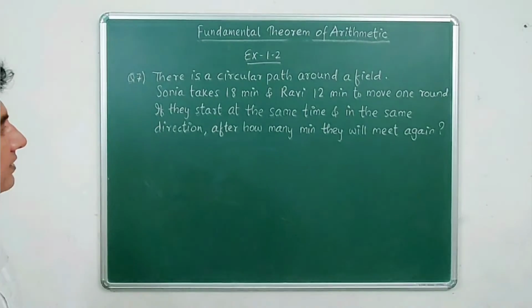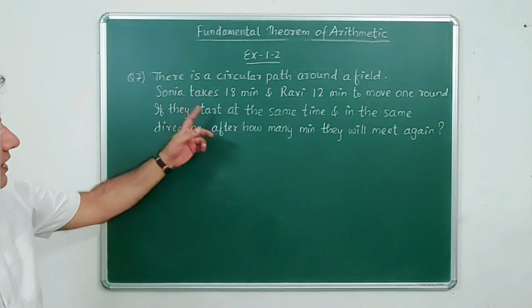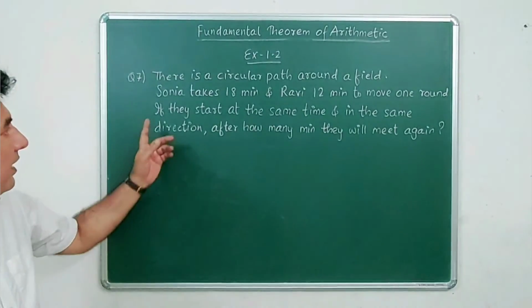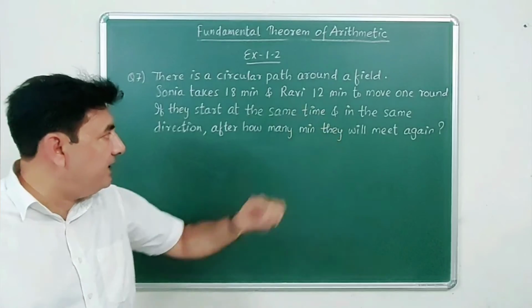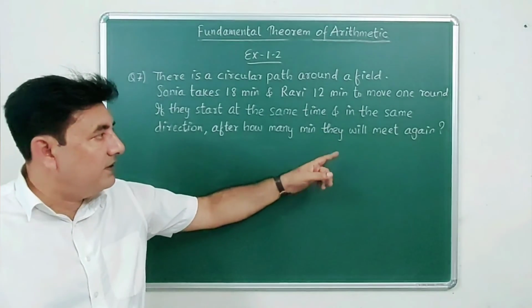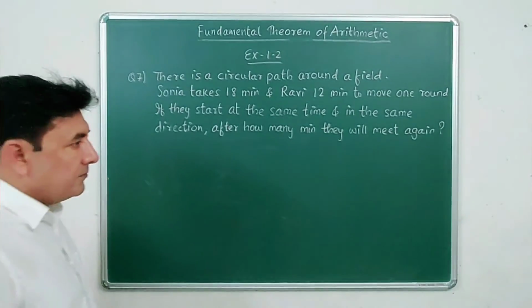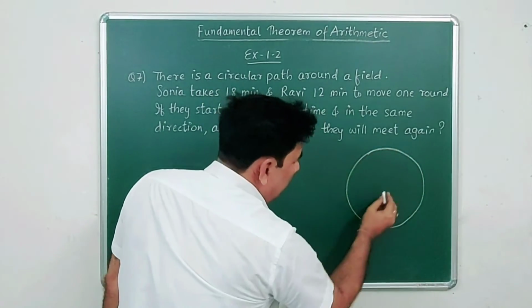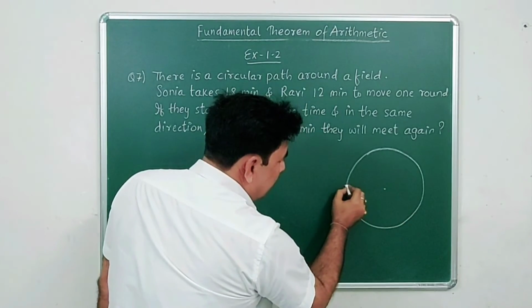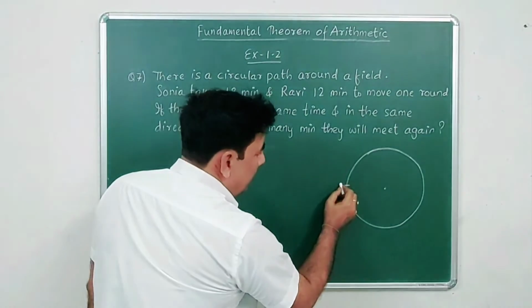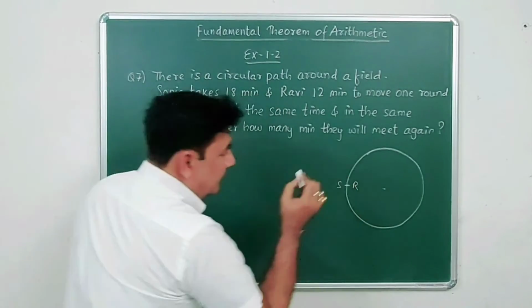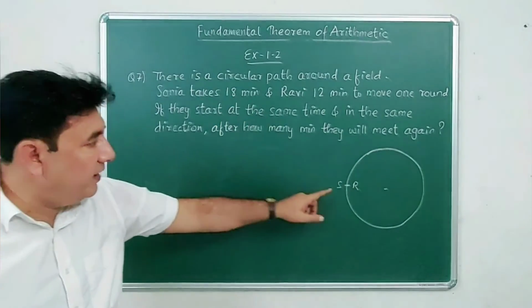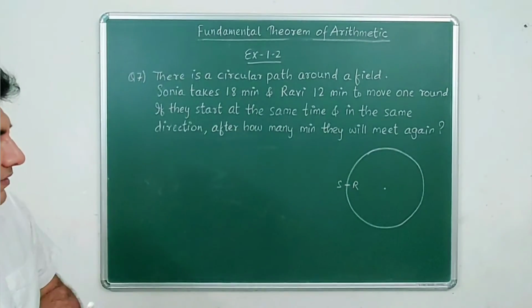Now the question is, there is a circular path around a field and Sonia takes 18 minutes and Ravi takes 12 minutes to move one round, and if they start at the same time and in the same direction, after how many minutes they will meet again at the starting point. Now say this is the circular path, okay, and suppose they started from here. Sonia and Ravi started at this point. Now Ravi's speed is a little higher, he covers it in 12 minutes, Sonia takes 18 minutes, a little more, right?